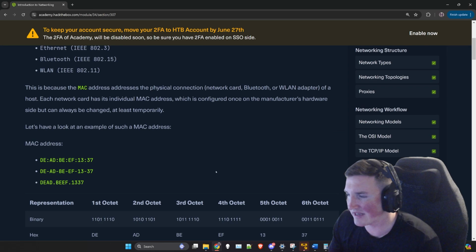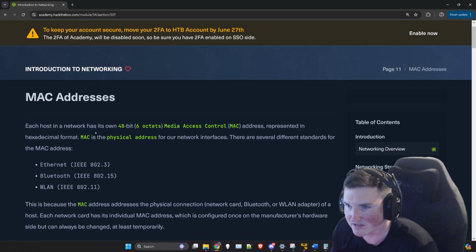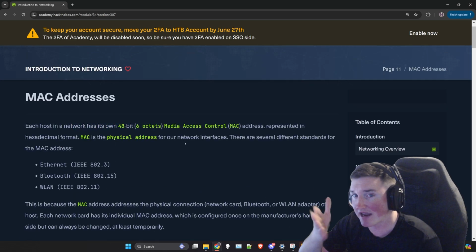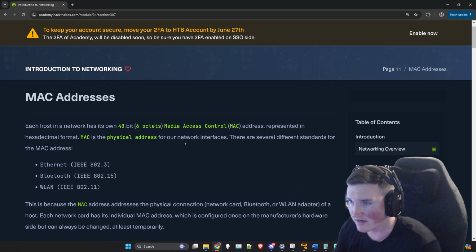Now, this is where there's not a whole lot here to talk about. They're talking about MAC addresses. They say it's a 48-bit 6 octet, meaning 8, 8, 8, 8, 8, 8, 6 times, right?